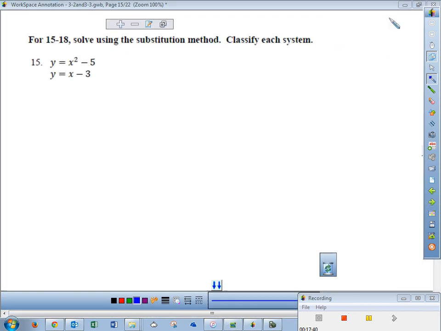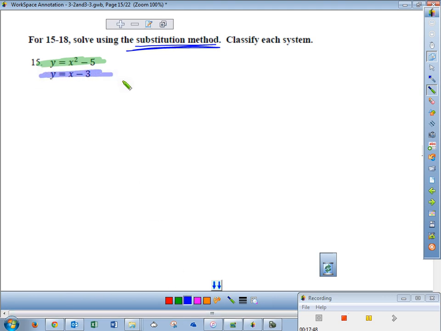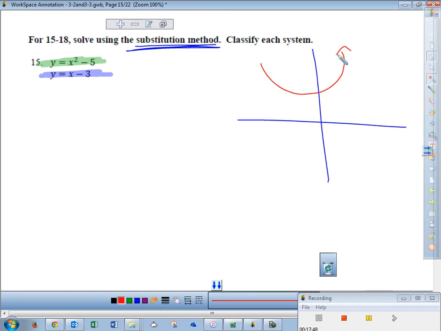Now, even though you'll have a graphing calculator on this test, notice how it tells you to solve this system. No more sketches, no more intersecting. It's time for algebra, baby. We need to solve using the substitution method, then classify each system. Substitution method is when you've got a variable all by itself on one side of the equal sign. Do we have that going on? Think about it. What shape would this guy make right here? The green guy, what would he be? A parabola. What shape would this guy make right here? He's a line. Let's think about possible scenarios. I could have a parabola and a line that intersect in 2 places.